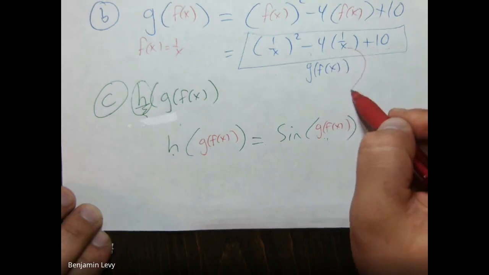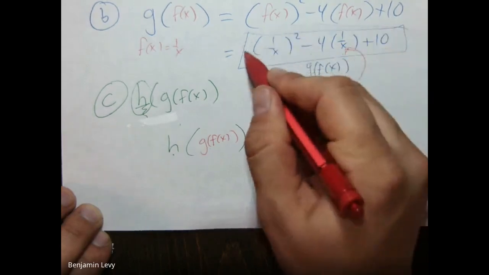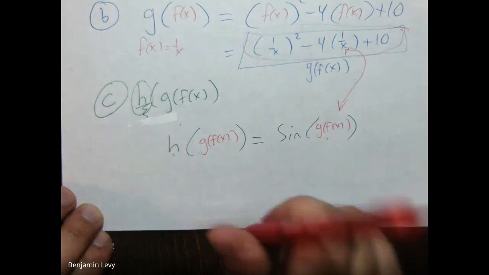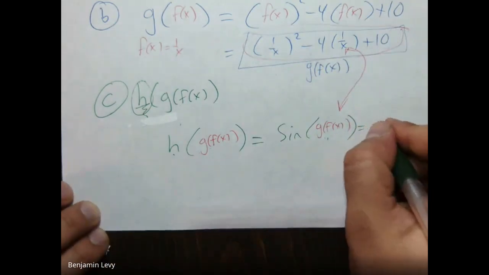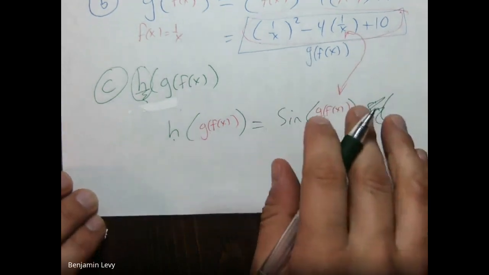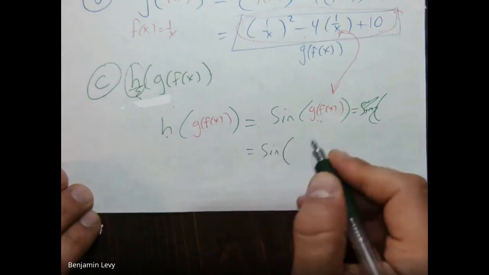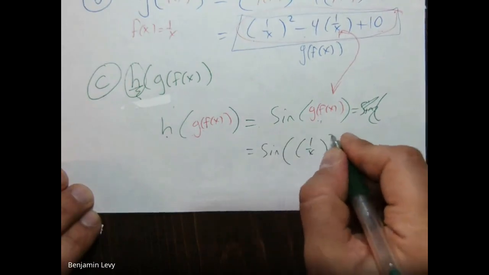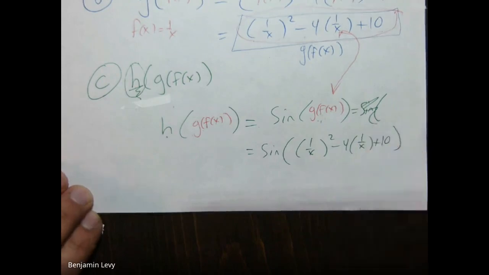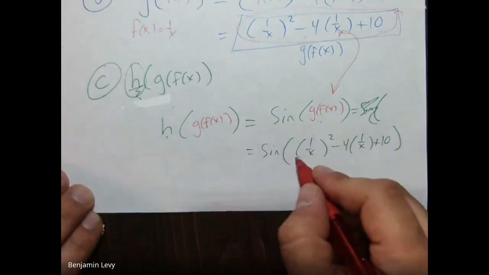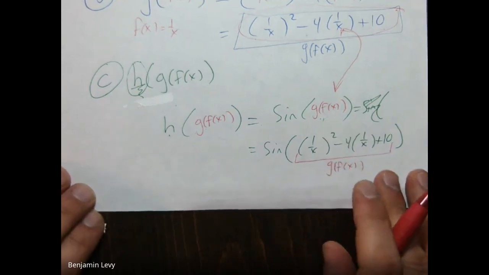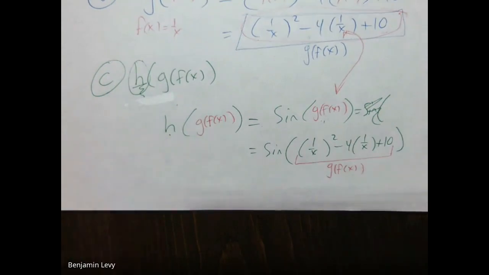And that's exactly what this entire thing is. So this entire thing is going into that location. So this should be sine of this. I should do it on the next line, it's a little bit longer. And so you would take that one step at a time. This piece is the g of f of x part. Thoughts on that one?